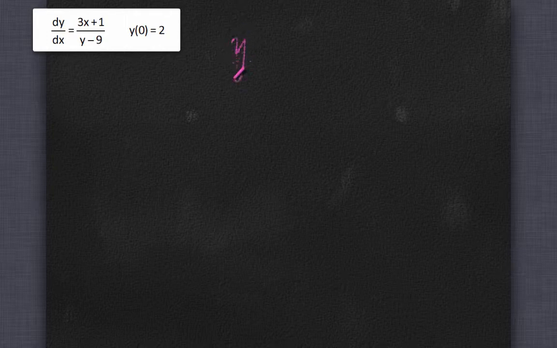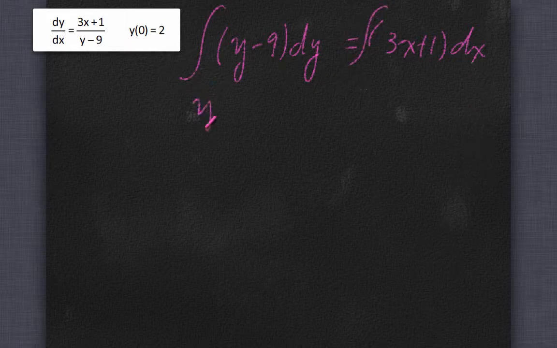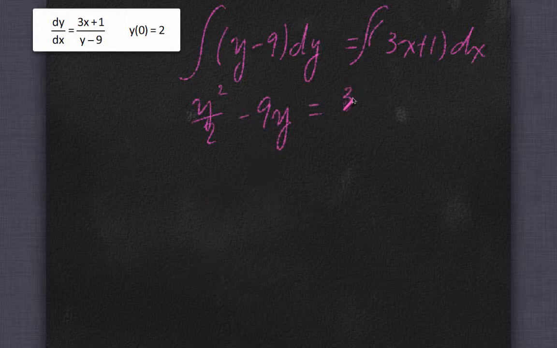Okay, so this one, we've got a little more stuff to handle. (y − 9) dy = (3x + 1) dx. Integrating, y squared over 2 minus 9y equals 3x squared over 2 plus x plus a constant.